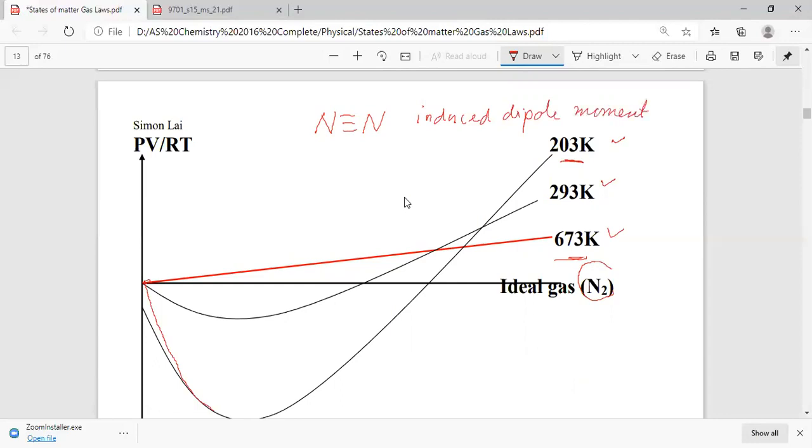Okay? Because of the number of electrons around it, they become very important when the things are near each other. And when are they near each other? When the molecules are near each other? When at lower temperatures, they move slower, and that's where they will attract each other more.